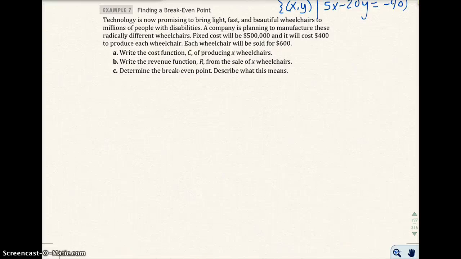A company is planning to manufacture these radically different wheelchairs. Fixed cost will be $500,000, and it will cost $400 to produce each wheelchair. Each wheelchair will be sold for $600. Write the cost function of producing x wheelchairs.